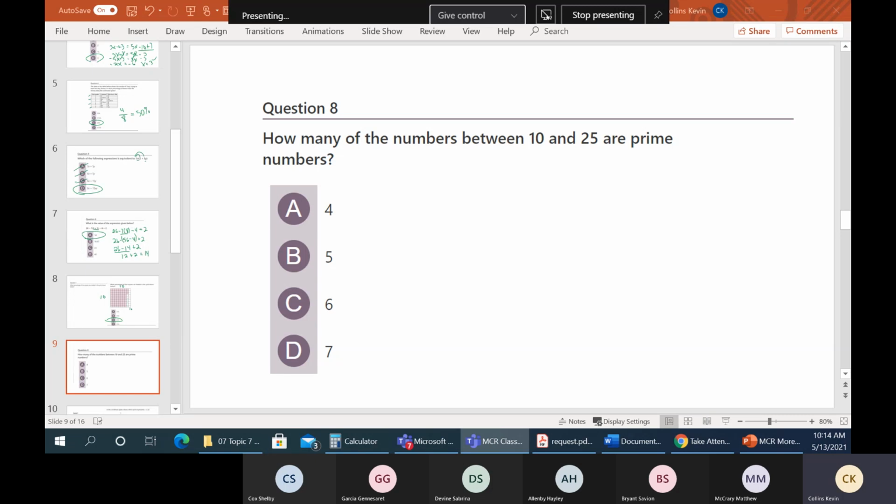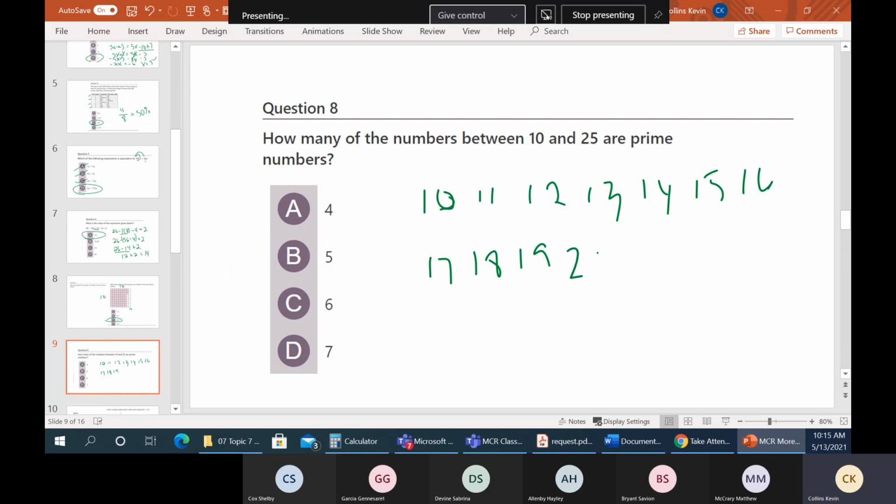All right, so we got a couple votes for B. All right, so if you don't know your prime numbers, what we can do is just list these guys out. Okay, so then we say, well, all the even numbers can be divided by 2, right? So we just cross those guys off.